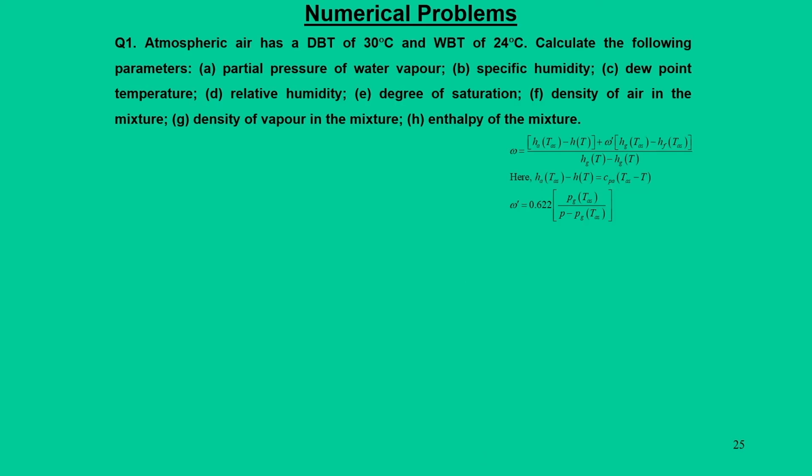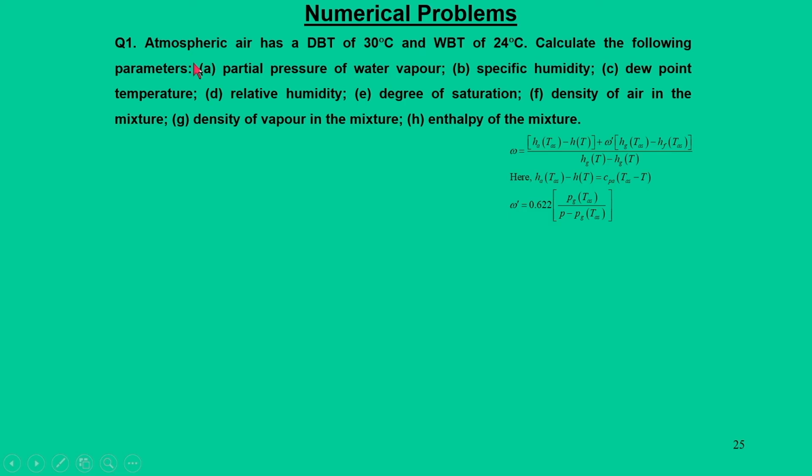Now, we are going to solve a simple problem based on what we discussed. We are given atmospheric air which has a DBT of 30 degree centigrade and a wet bulb temperature of 20 degree centigrade, and we have to calculate parameters like partial pressure of water vapor, specific humidity, dew point temperature, relative humidity, degree of saturation, density of air in the mixture, density of vapor in the mixture and enthalpy of the mixture. So, as I mentioned, there are two ways in which property values can be calculated.